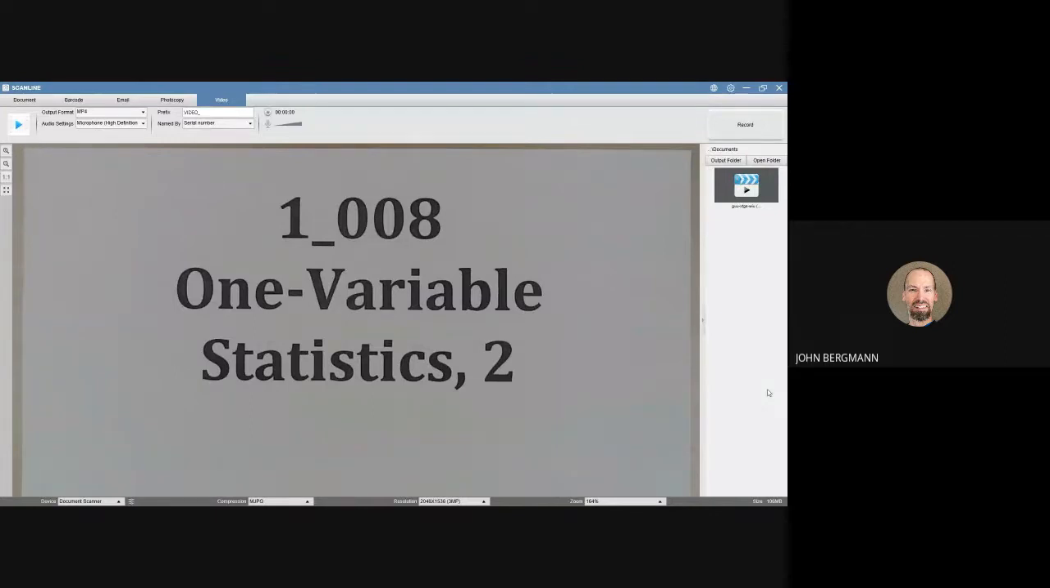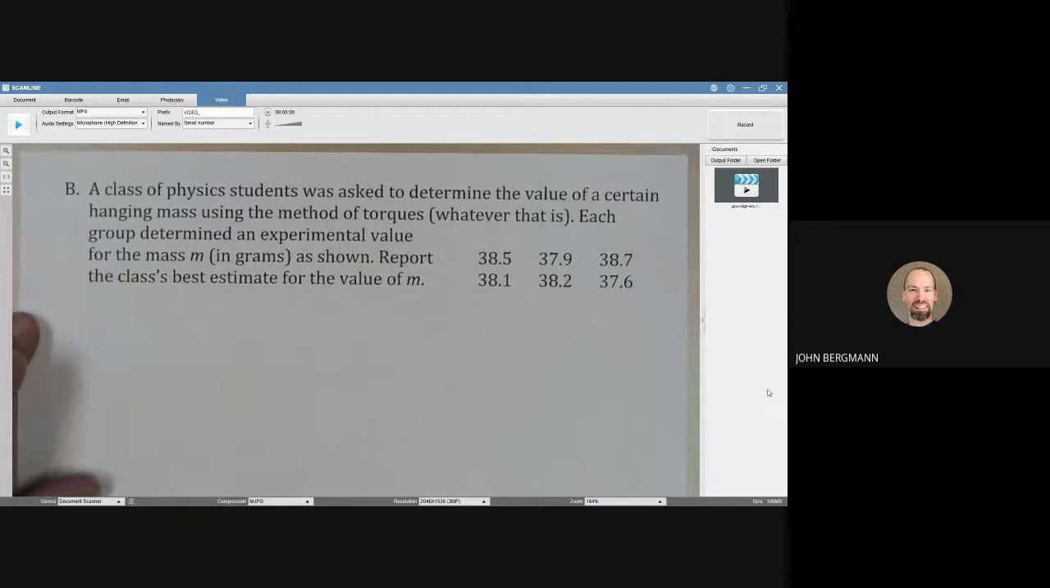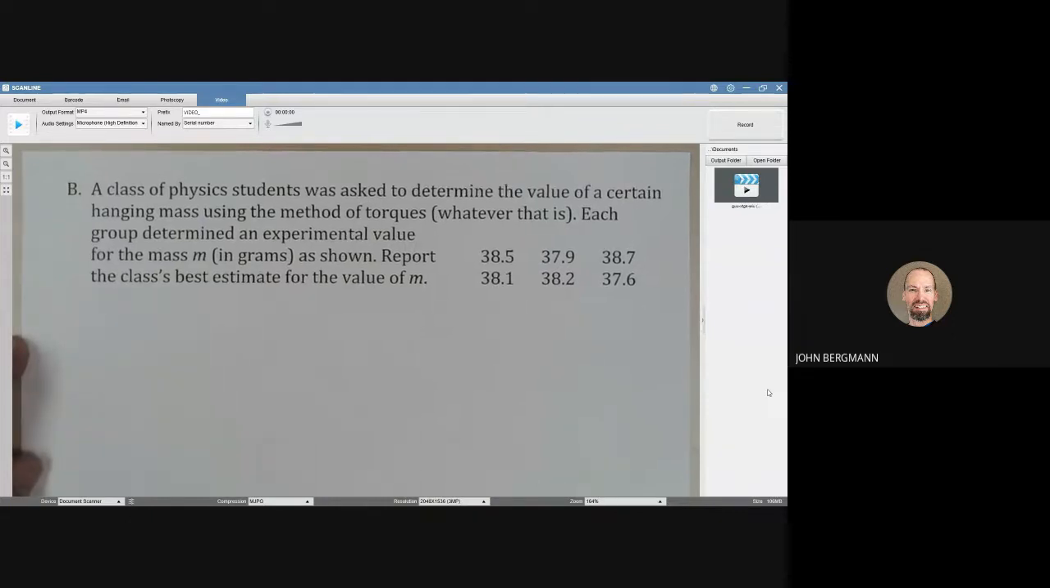Here we're going to go through a second example of one variable statistics. We have a class of physics students, and they are asked to determine the value of a certain hanging mass using the method of torques, whatever that is. We're not interested in that here. Each group determined an experimental value for the mass in grams, as shown right there. And we want to report the class's best estimate for the value of m.